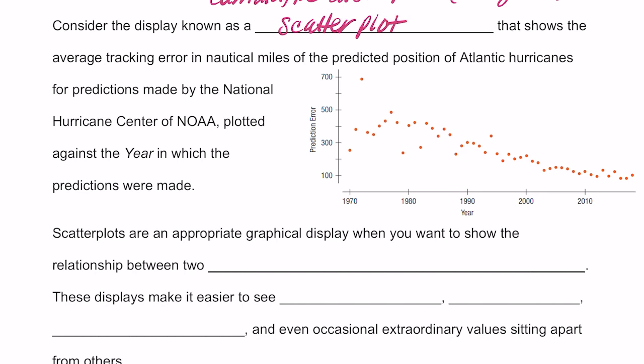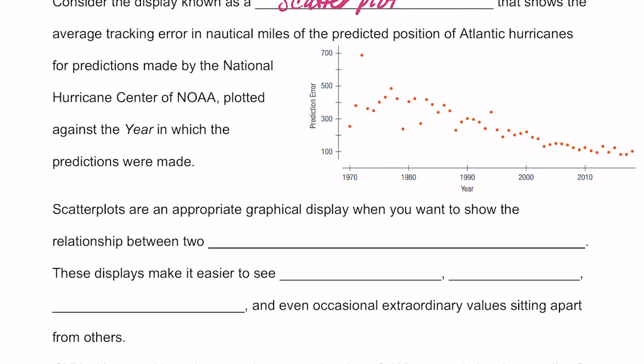In this scatter plot, we can see the average tracking error in nautical miles of the predicted position of Atlantic hurricanes for predictions made by the National Hurricane Center of NOAA, plotted against the year in which the predictions were made. Here we can see the years along the horizontal axis and the prediction error along the vertical axis. Scatter plots are an appropriate graphical display when you want to show the relationship between two quantitative variables.